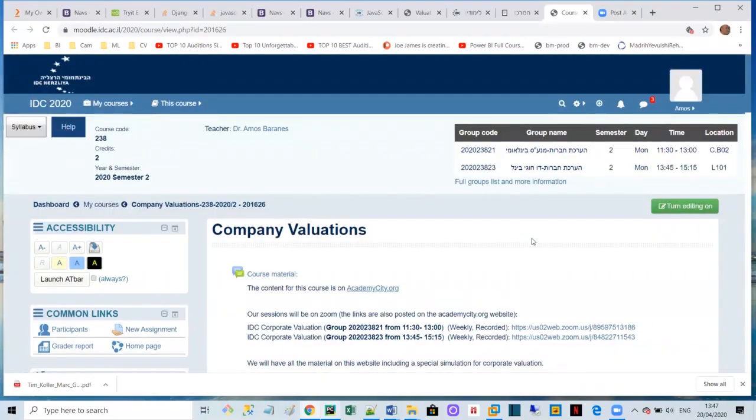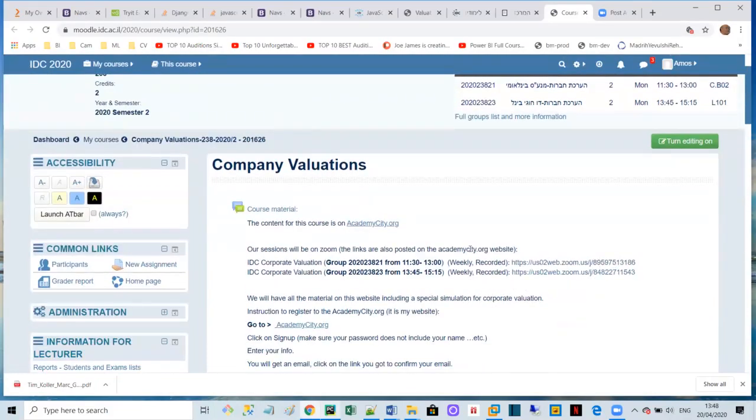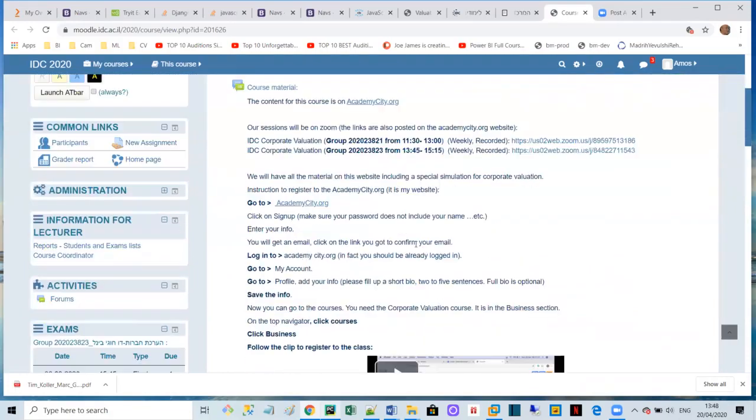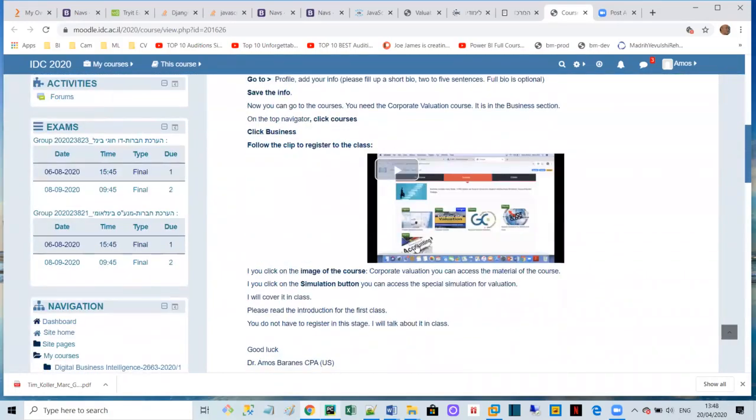Okay, if you see in here, I said that the site we're going to use is Academy City. I put here the Zoom. We will be using the same link over the semester, and I gave some explanation here. Here I put a little video showing you how to sign up and how to register, okay? I'm going to show it, but just in case you will have it right in here. Let me explain why we're using Academy City.